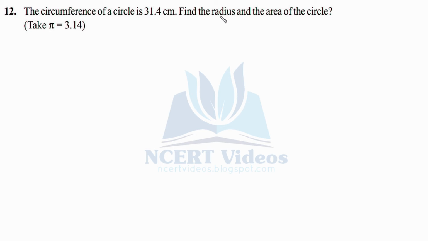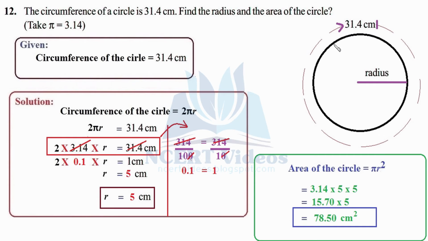Find the radius and the area of the circle. Take pi equals 3.14. This is the figure that corresponds to the given statement. A circle having circumference, that is the perimeter of a circle, of 31.4 centimeter. We have to find this radius and the area, and we have to take pi as 3.14. It's a constant, therefore no units are with it. Now given is the circumference written. Solution: circumference of the circle equals 2 pi r.